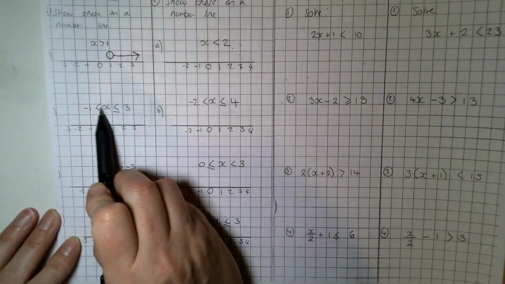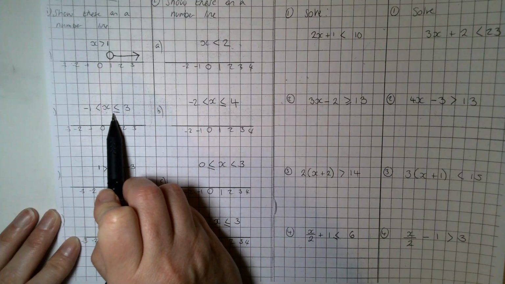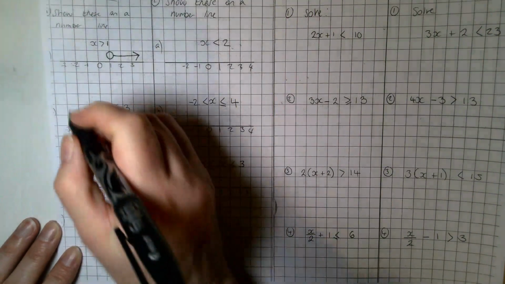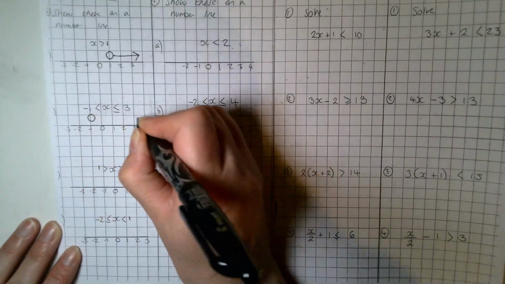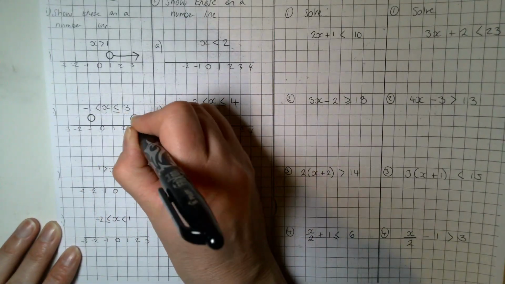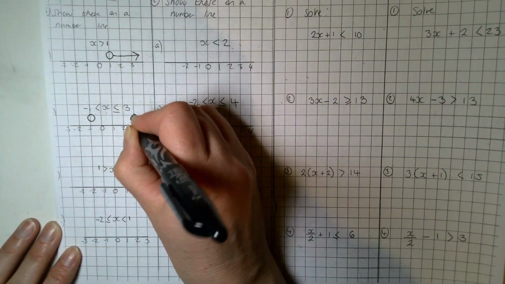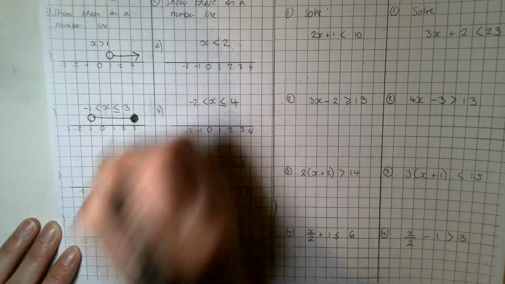This says x is greater than -1, but smaller than or equal to 3. We draw a circle at -1, a circle at 3, but because it can also equal 3, we colour it in and draw a line between the two.